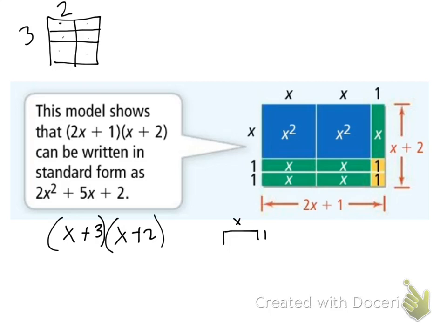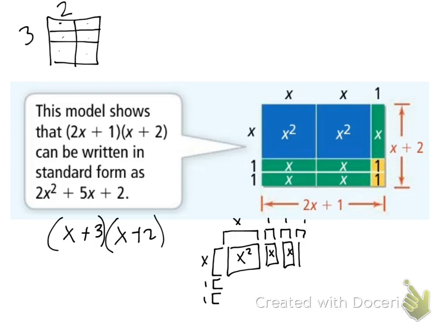That'd be x. Here's my 3, right? 1, 1, and 1. Over here I'll put my x and my 2, so 1 and 1. So this would make a square. X times x is x squared. X times 1, well, that's just x, and the other x times 1 products are each just x. And 1 times 1, well, that's 1, and each of the 1 times 1 products is 1.